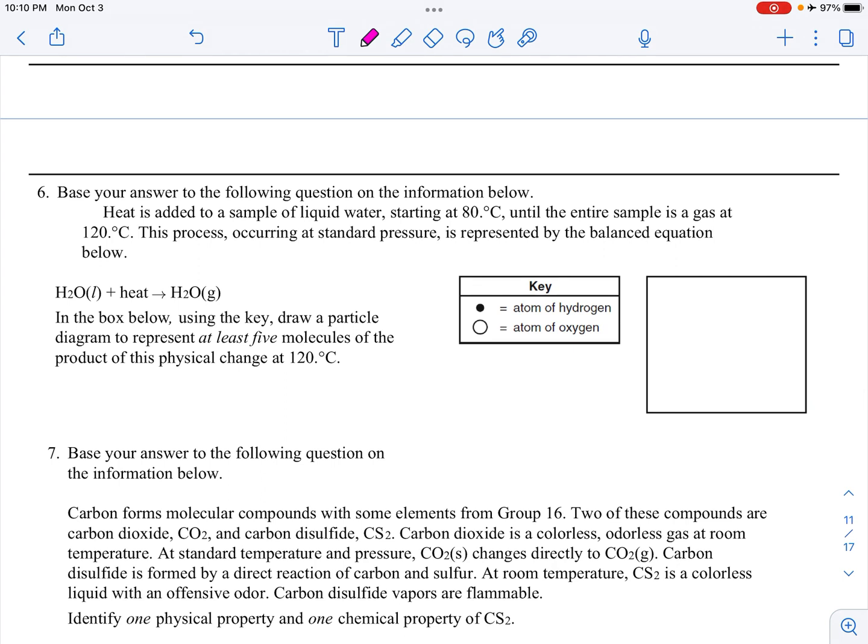Read all that, of course. Draw at least 5 molecules of the product of this physical change at 120 degrees. Okay, so here's the chemical formula. The product is on this side. What is produced? H2O gas. So H2O gas, you've got hydrogen and oxygen.